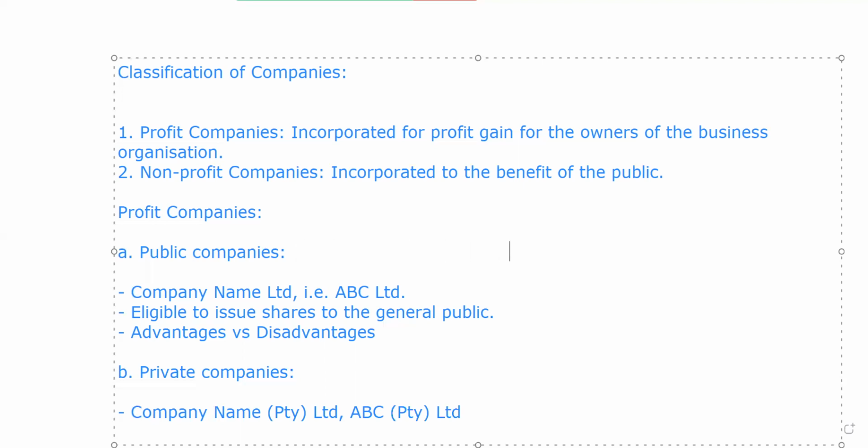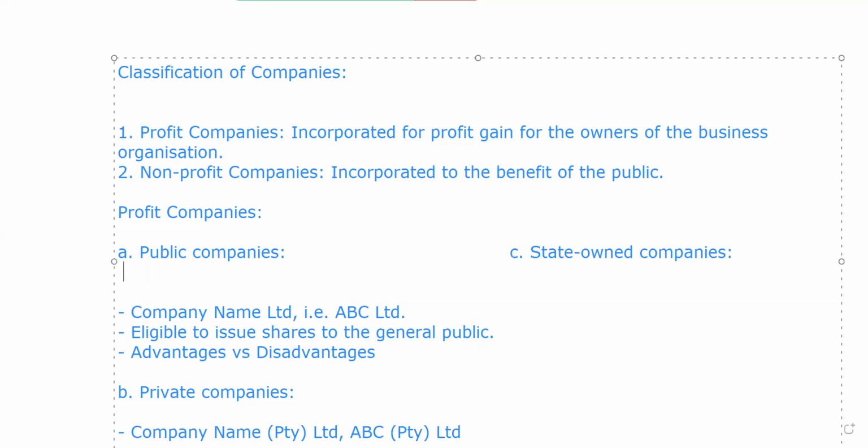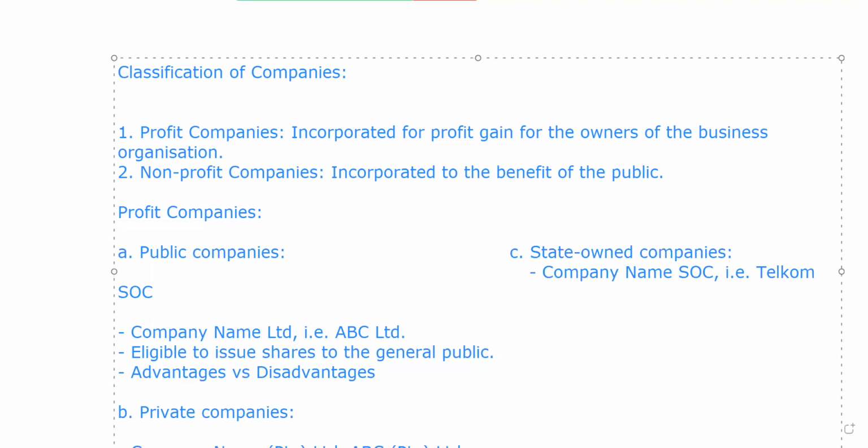Then let me show you another category. Besides private companies, you also have state-owned companies. They also fall under the category of companies. What are the characteristics of state-owned companies? The company name would have SOC in front. Let me give you a typical example: Telkom SOC Limited. It's a state-owned company. Are we together? Perfect. Those are typical examples of profit companies.